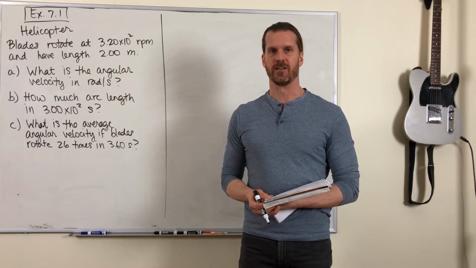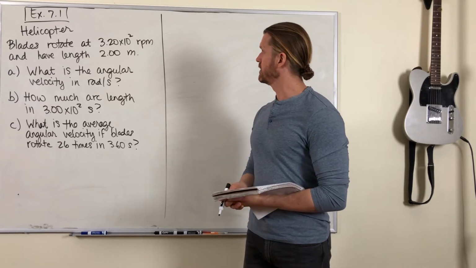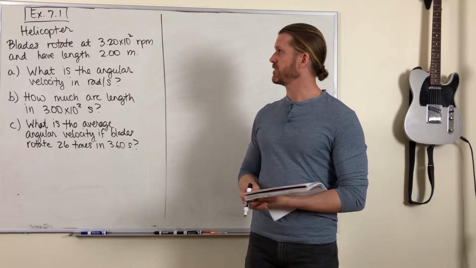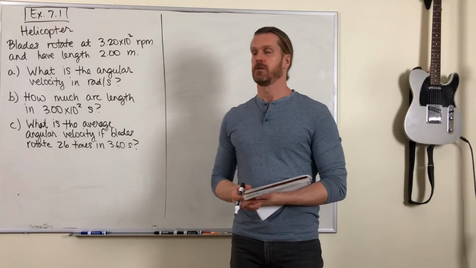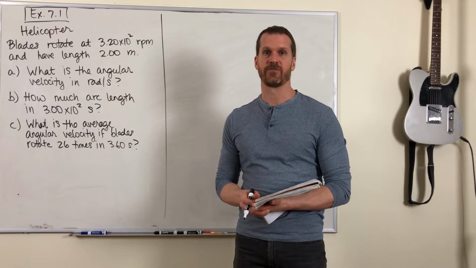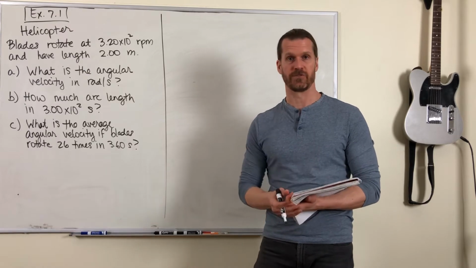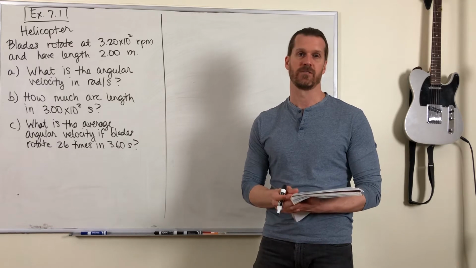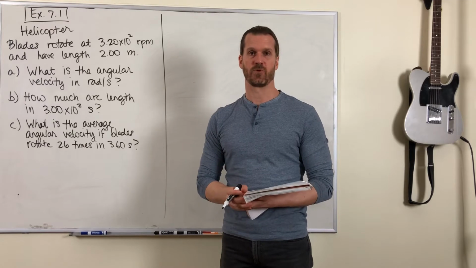Example 7.1, we'll look at the rotating blades of a helicopter. Let's say that these blades are 2 meters long and they have a rotation rate of 320 revolutions per minute. Now, we usually express angular speed or angular velocity in units of radians per second. In physics, we usually do that. But in everyday life, it's common when talking about rotation rates to express them in revolutions per minute.